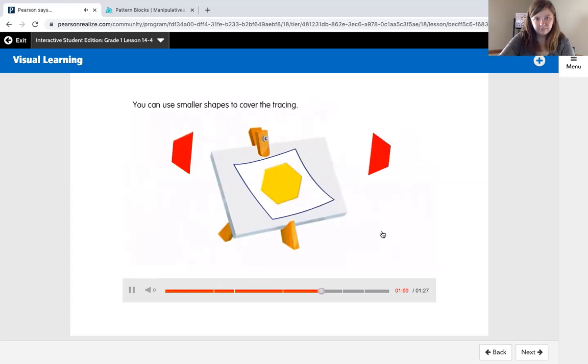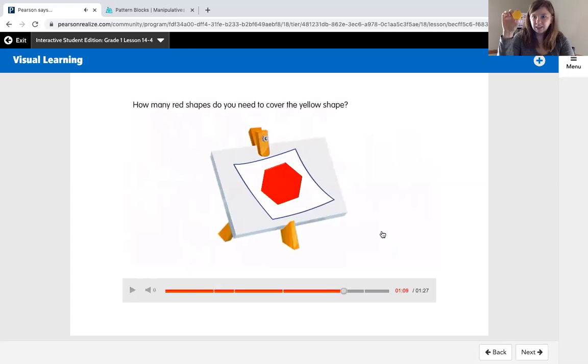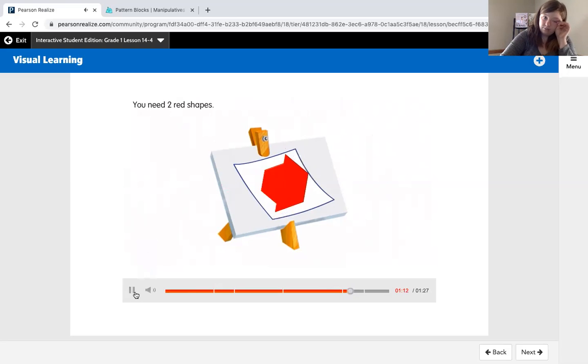You can use smaller shapes to cover the tracing. How many red shapes do you need to cover the yellow shape? So we have 1 yellow shape, and if I was to put my red shape right on top, it would cover half of the shape. Now if I put my other red one on top, it covers the whole yellow shape. You need 2 red shapes.